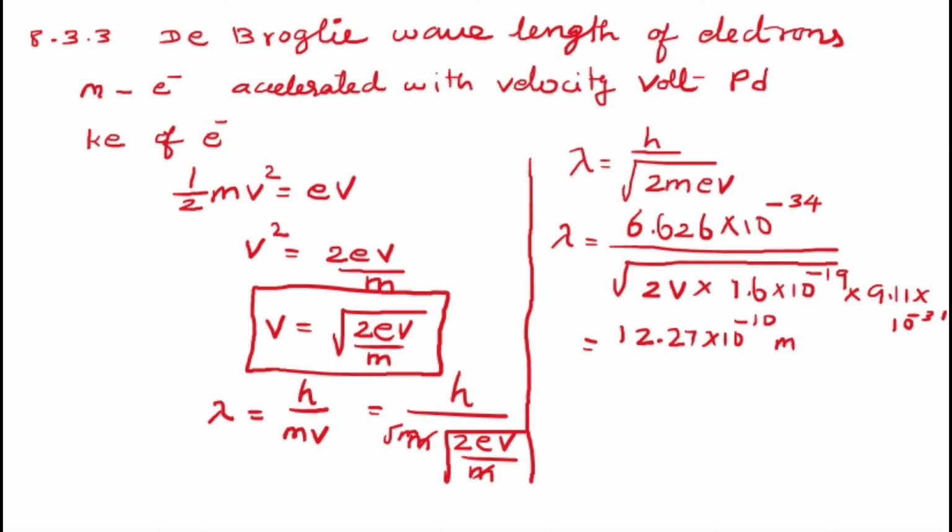root V, and 10 power minus 10 meter is called an Angstrom, so 12.27 Angstrom divided by root V. If the electron is accelerated through V taken as 100 volt or 1000 volt. If we take 1000, then root V is 10 root 10.